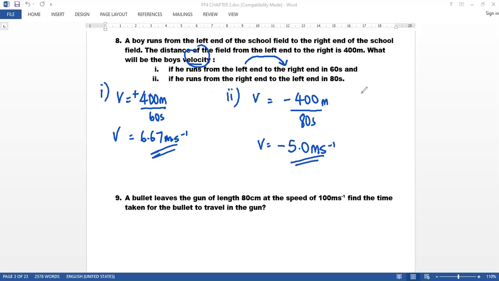So the idea here, when you choose the displacement to the right as positive 400 meter, the displacement to the left you have to choose as negative 400 meter, because velocity refers to displacement over time. If one direction you took as positive displacement, the opposite direction must be negative. That's why you get different answers here. One was positive, the other one is negative, right?